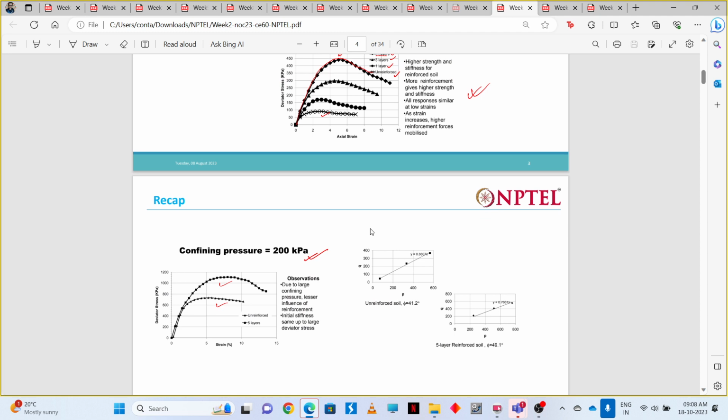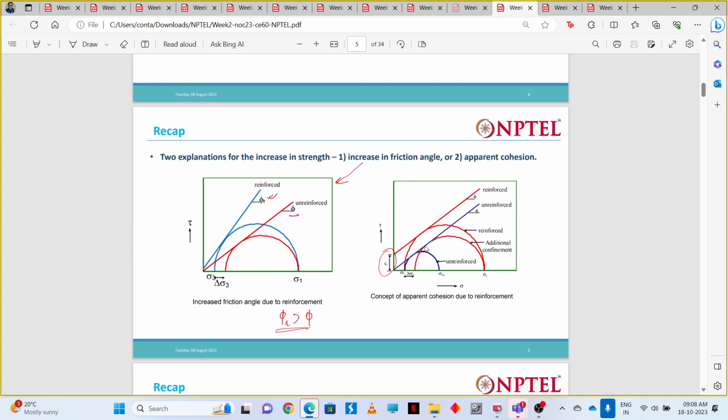Okay, so from these test results, we can plot the p-q graph. From the p-q graph we can get the phi value of the soil. So this is very important. We discussed there are two explanations for the increasing strength of reinforced soil. There were two main reasons. The first reason was the increase in friction angle, total friction angle, and the second reason can be explained with the concept of apparent cohesion.